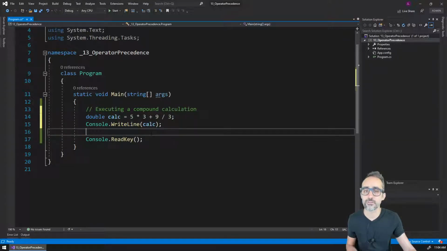What do you think the value of calc is at this point? I'm going to give you 4 seconds. Ding! I should start doing this somehow a bit more digitally, or not. I think this is fine. Anyway, sorry. So what do you think the result is going to be?